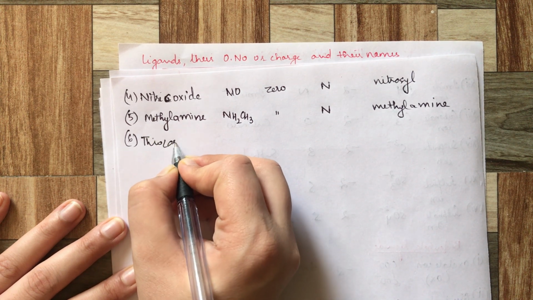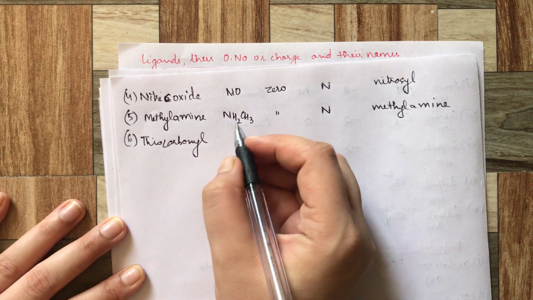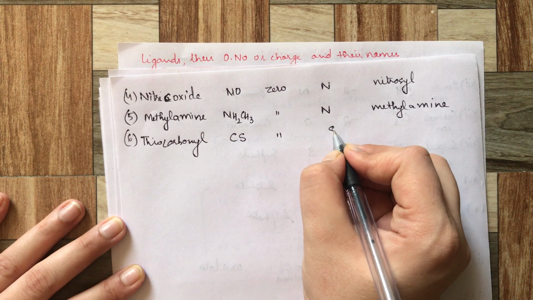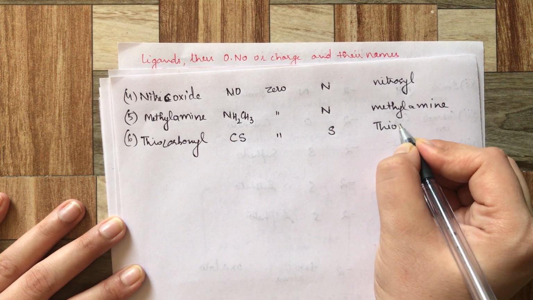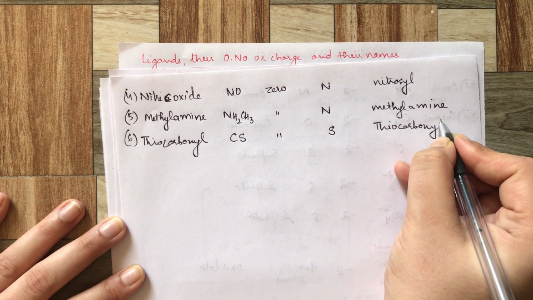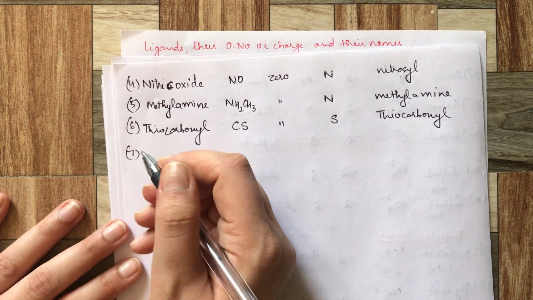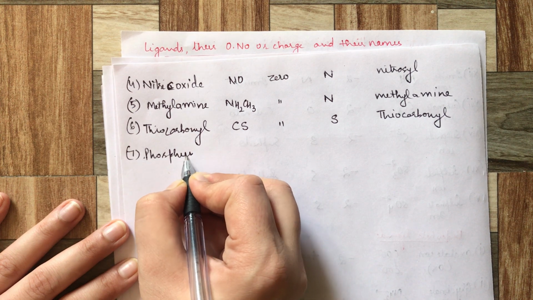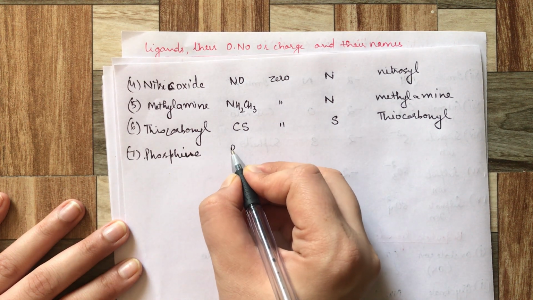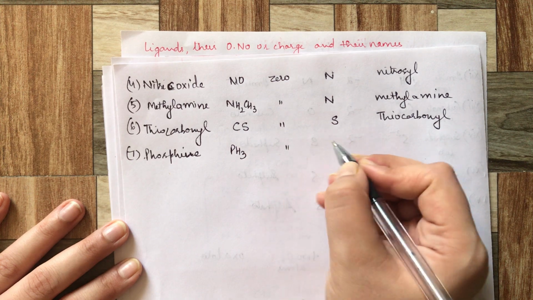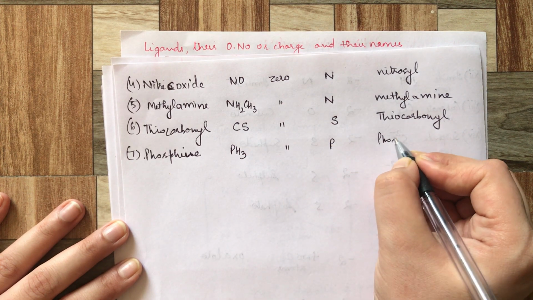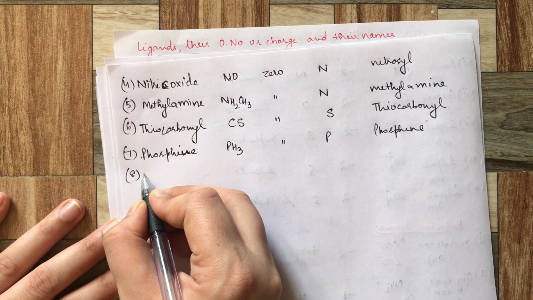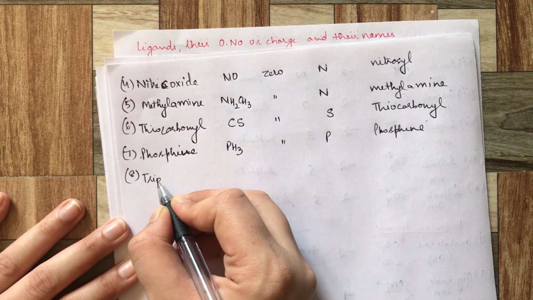So next is thiocarbonyl, which is CS, 0 charge, donor atom sulfur, and it is called thiocarbonyl. Next we have phosphine, which is PH3, 0 charge, donor atom phosphorus, and it will be called phosphine. Next is triphenyl phosphine.